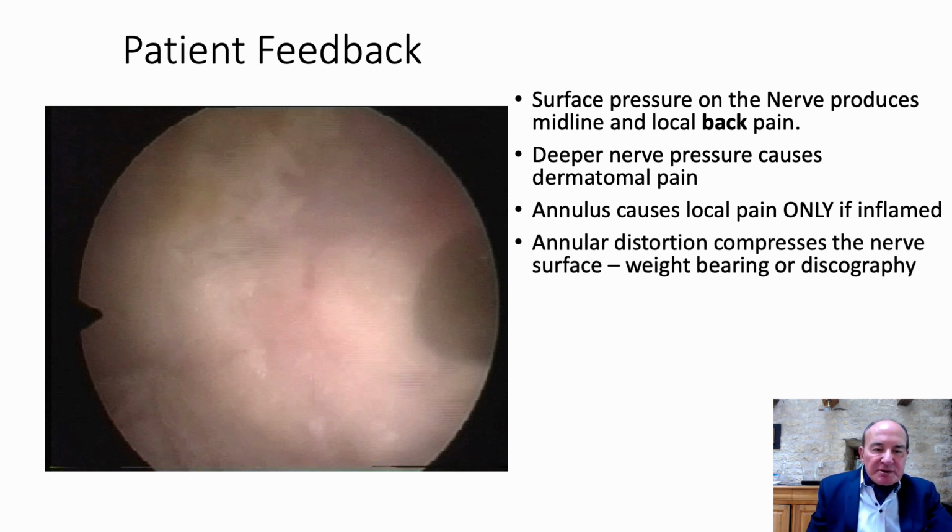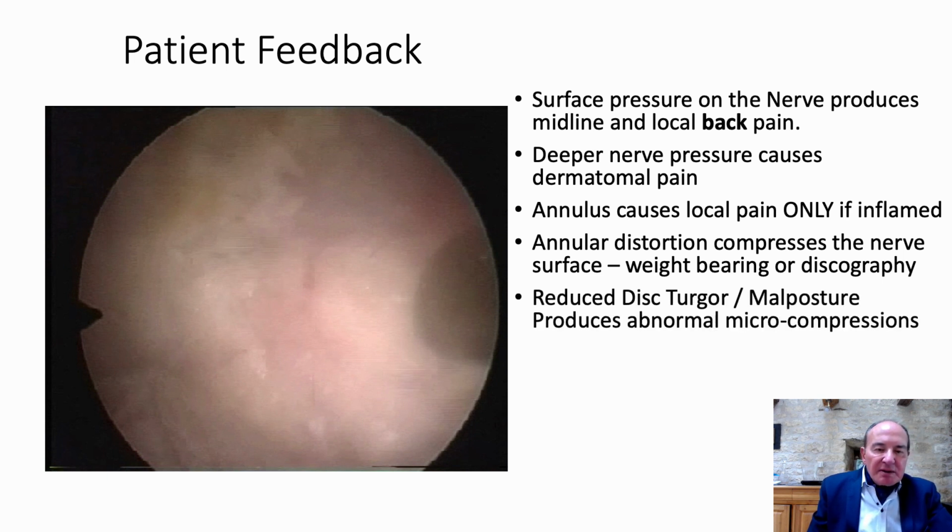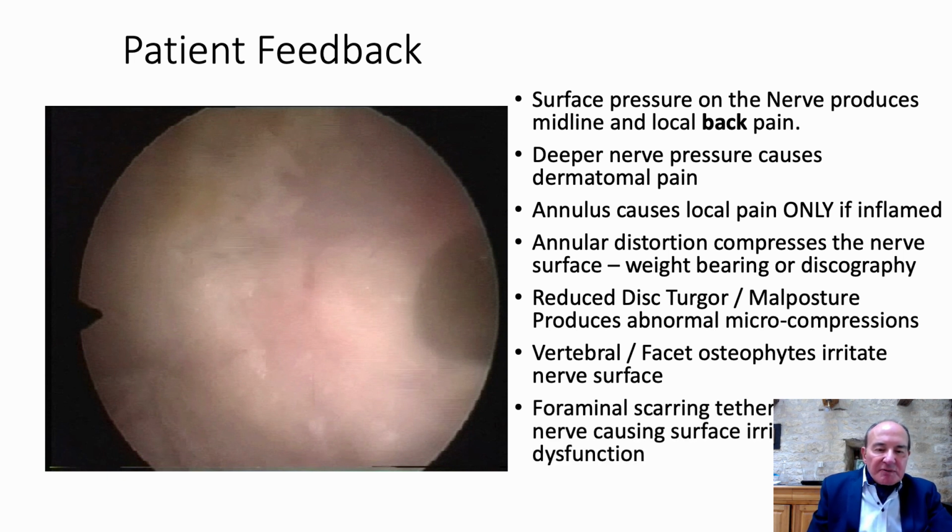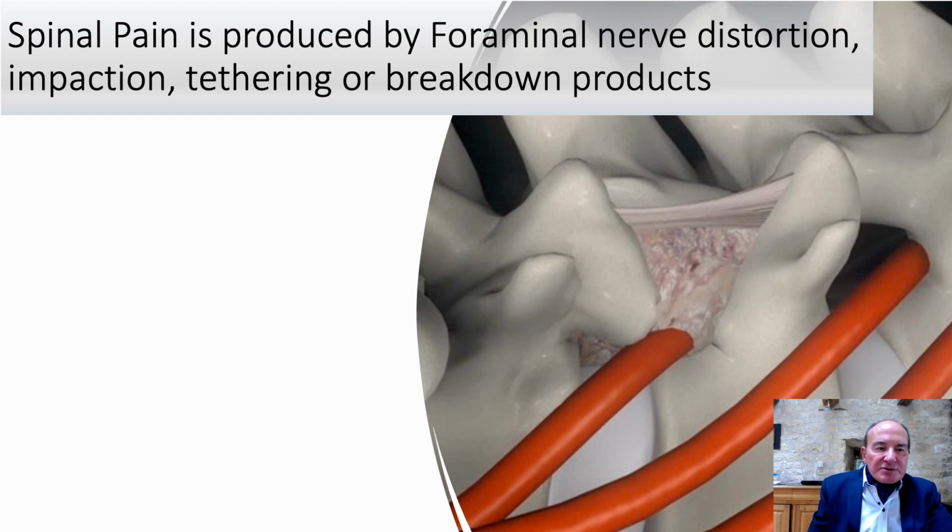Annular distortion compresses the nerve surface, as when weight-bearing or during discography. The reduced disc turgor, or malposture, produces abnormal microcompressions, irritating the surface of the nerve. Vertebral osteophytes or facet joint osteophytes irritate the nerve surface. Foraminal scarring tethers the nerve and throttles the nerve, causing irritation and nerve dysfunction. And sadly, MRI scans underestimate the degree of that scarring in the foramen. So spinal pain is produced by foraminal nerve distortion or impaction, tethering or breakdown products.